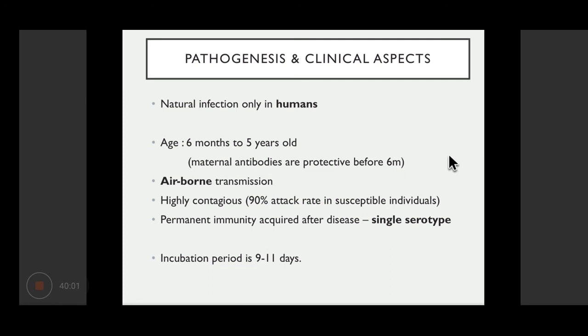Mainly children are affected. Airborne transmission is there with very high infectiousness. It is a highly contagious disease, and a 90% secondary attack rate is seen in susceptible individuals. There is a single serotype, and immunity is permanent after a person acquires the disease. Incubation period is around 1 to 2 weeks.